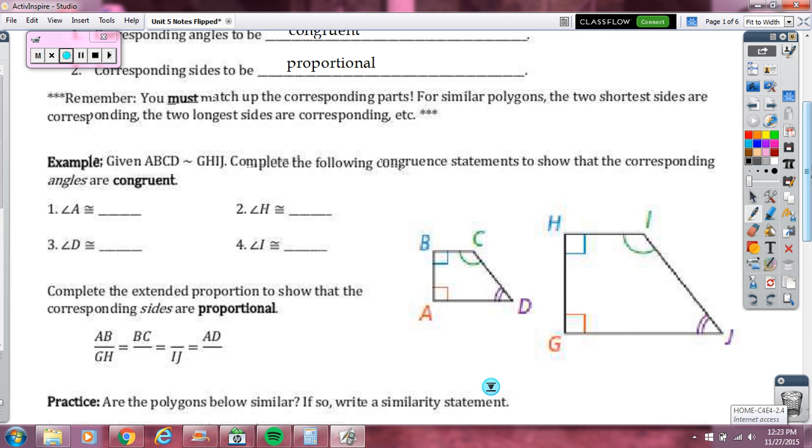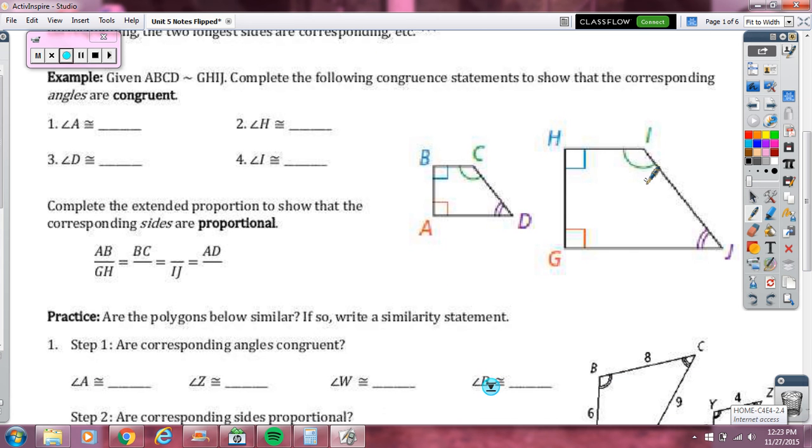Let's try one out. This is going to remind you a lot of what we did with congruent shapes. So I'm given this similarity statement, and I need to tell either from this or from the picture which angles go together. So like A is the first letter in this statement, G is the first letter in the second shape, so A would have to be congruent to G. And when we go over and look at our picture, they both have the same number of markings. They both have this right angle box.